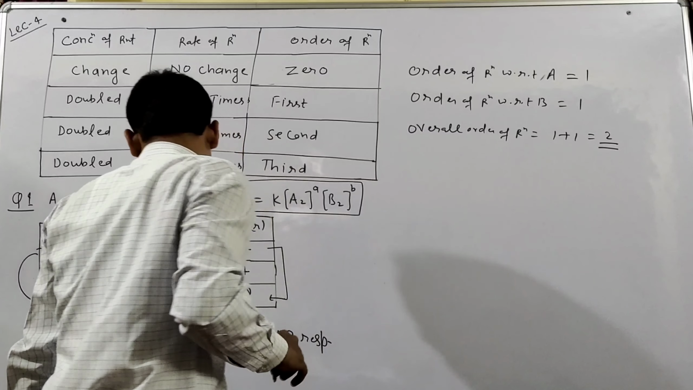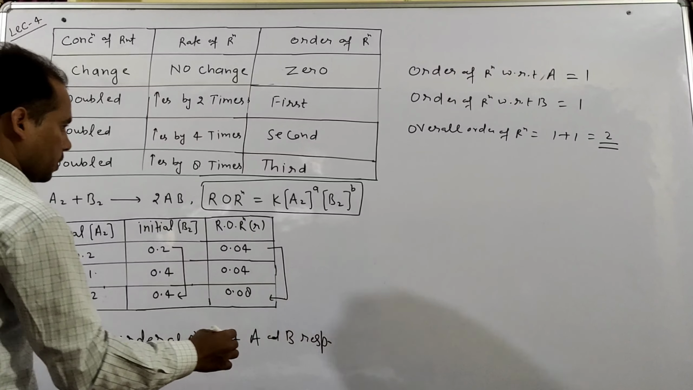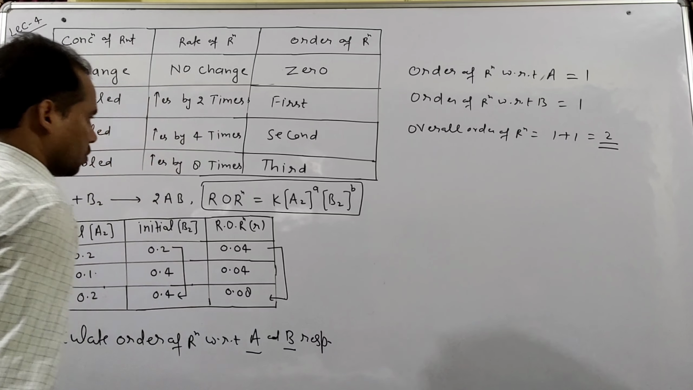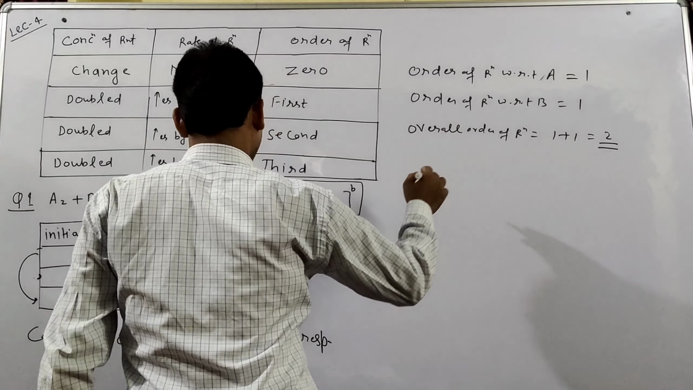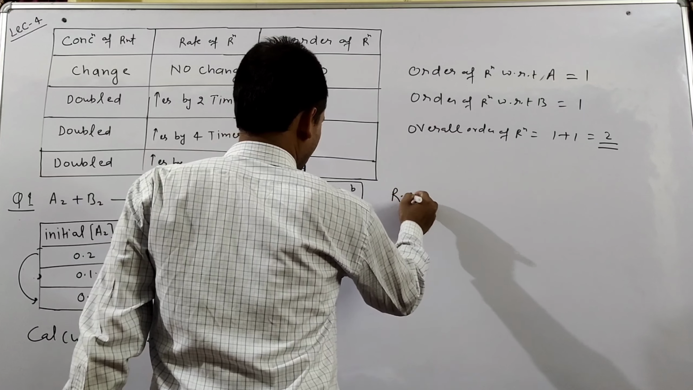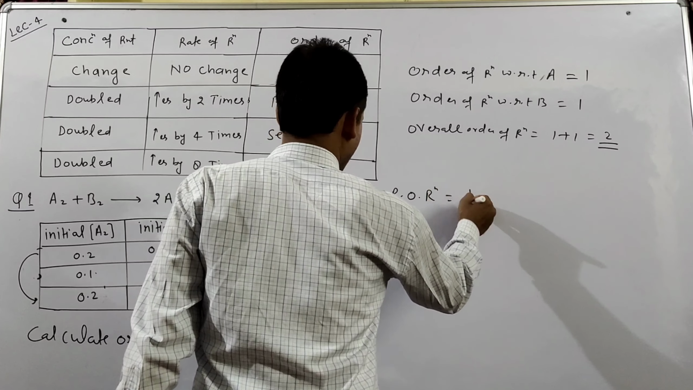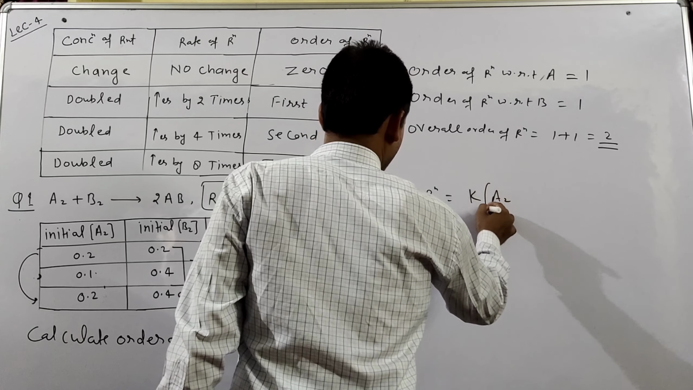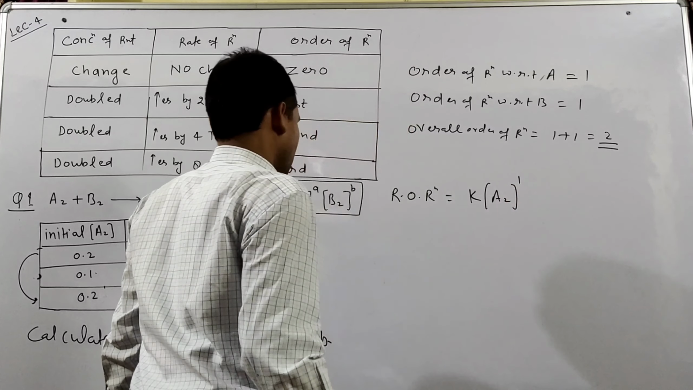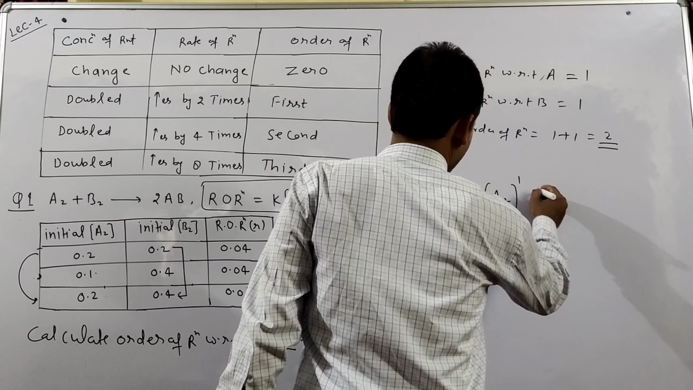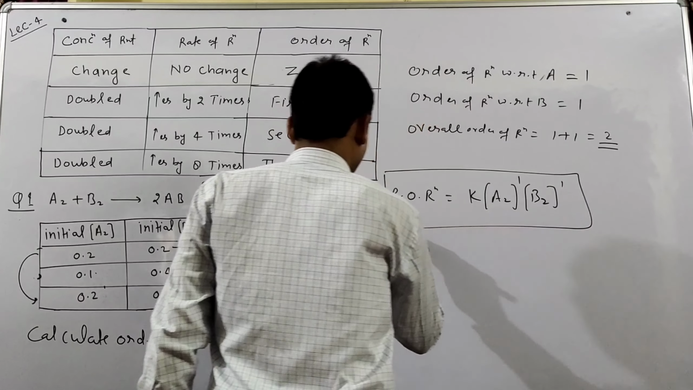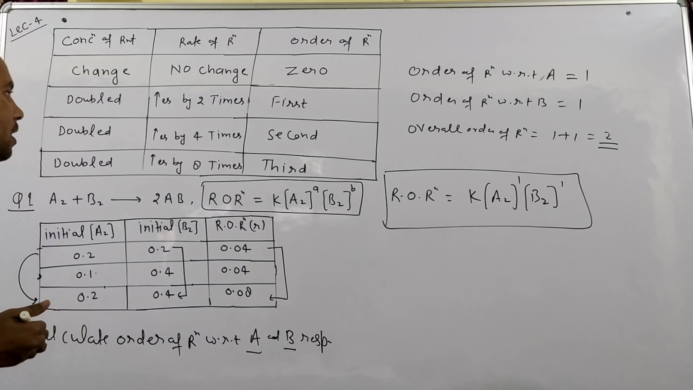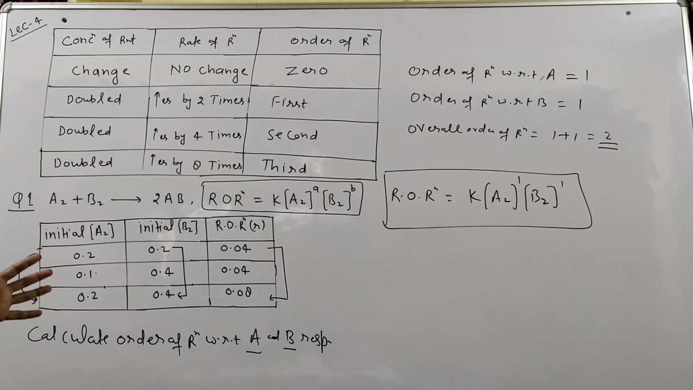So now here we calculated the order of reaction with respect to A and B. The order of reaction is A equal to 1 and B equal to 1, and the rate of reaction you can write as rate equal to k [A] to the power 1 and [B] to the power 1. So this is the rate law. I hope that you understand clearly the concept of rate of reaction.